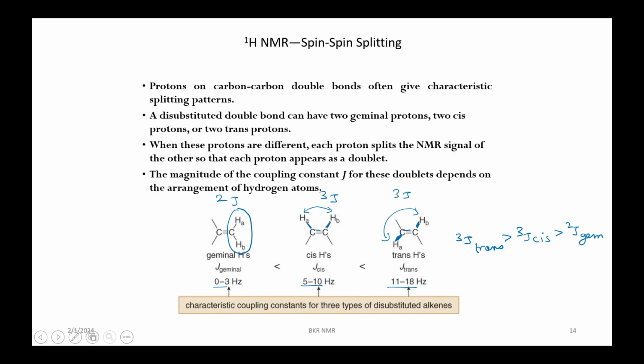So now I have to find the reasons for such a thing. Okay, so the protons on carbon-carbon double bonds give different splitting patterns. So the double bonds can have two geminal protons, and two cis protons or two trans protons. Now the magnitude of this coupling constant depends upon the arrangement of hydrogen atoms. So whether they are geminal, they'll be having one value. If they are cis, they'll have another value, and if they are trans, they'll be having another value.